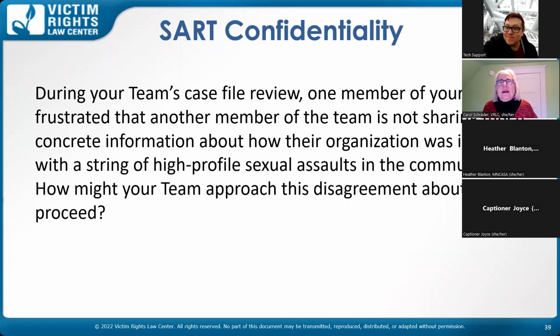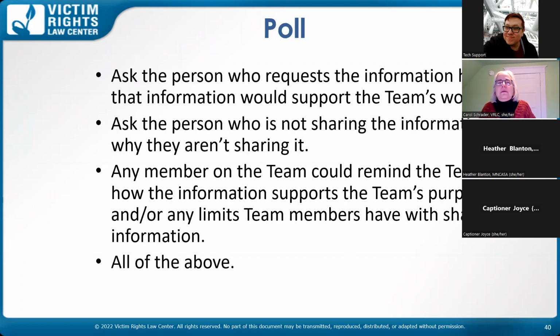Thanks. How might your team approach this disagreement about how to proceed? You could ask the person who requests the information how that information would support the team's work and those outcomes and missions and goals you established as you were setting it up. Ask the person who is not sharing the information why they aren't sharing it. Any member of the team could remind the team how the information supports the team's purpose, and or any limits the team members may have with sharing the information. All of the above. What do you think is the best answer?